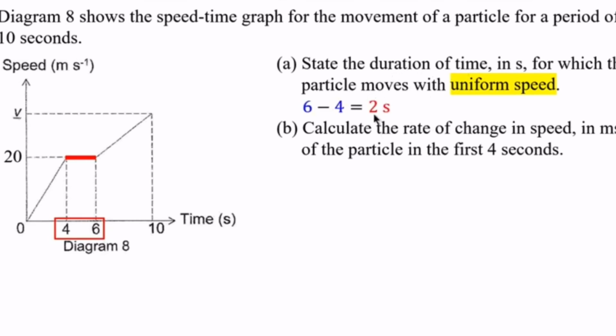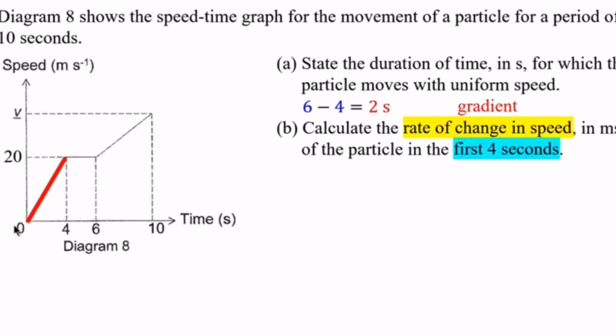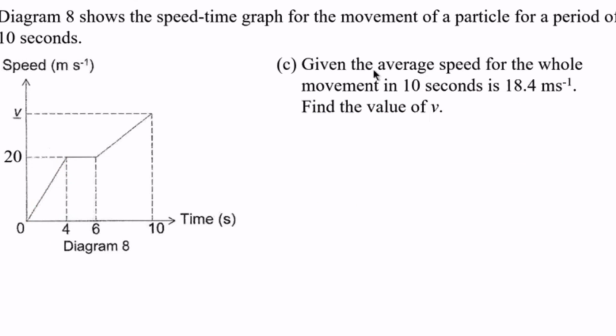Next, we want to calculate the rate of change in speed of the particle in the first 4 seconds. When you see rate of change of speed, you have to find the gradient for the first 4 seconds, the line in red color. You can label the points (0, 0) and (4, 20), and then you find the gradient for the line, which is 20 minus 0 over 4 minus 0. So the answer is 5 meters per second per second. It's a positive gradient. So that is called rate of change.